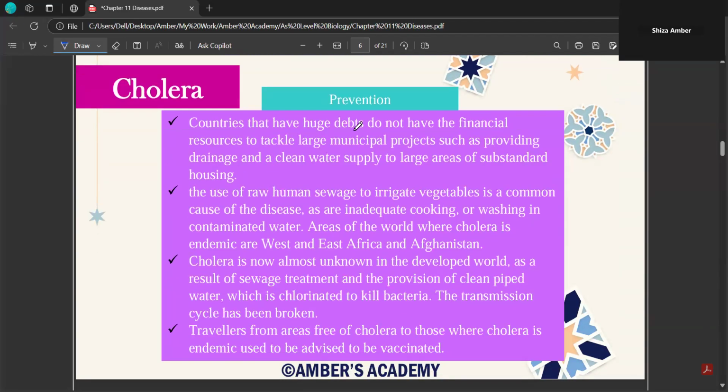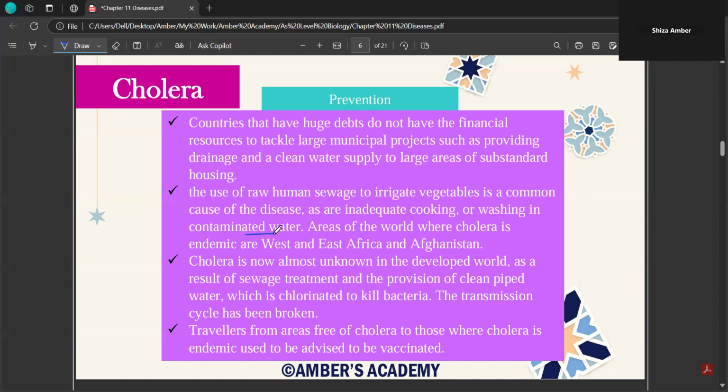Countries that have huge debts do not have the financial resources to tackle large municipal projects such as providing drainage and clean water supply to large areas of substandard housing. So basically, cholera is caused where they do not have proper living conditions. And it is usually found in underdeveloped or developing countries where they do not have sufficient financial resources. Also, the use of raw human sewage to irrigate vegetables is a common cause of the disease, as are inadequate cooking or washing in contaminated water.